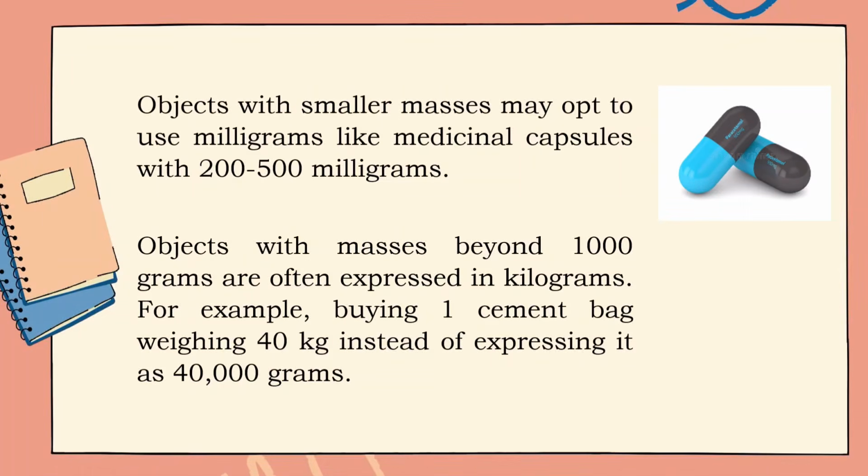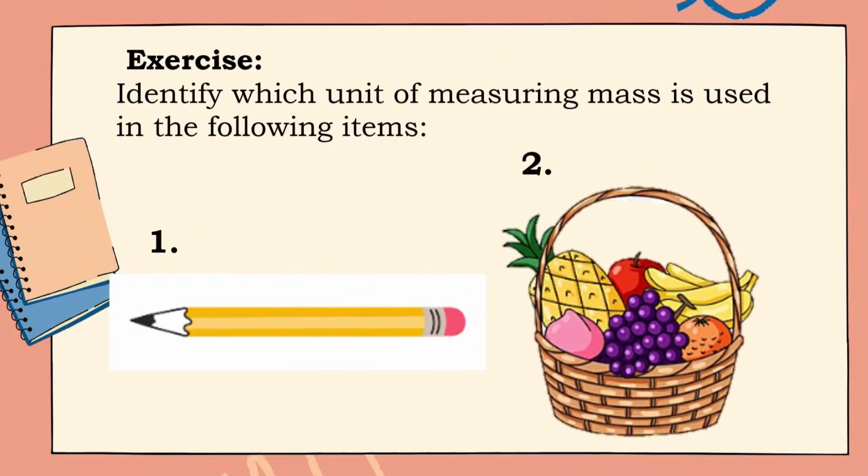Objects with smaller masses may opt to use milligrams, like medicinal capsules with 200 to 500 milligrams. Objects with masses beyond 1,000 grams are often expressed in kilograms. For example, buying one cement bag weighing 40 kilograms instead of expressing it as 40,000 grams. Now, identify which unit of measuring mass is used in the following items.